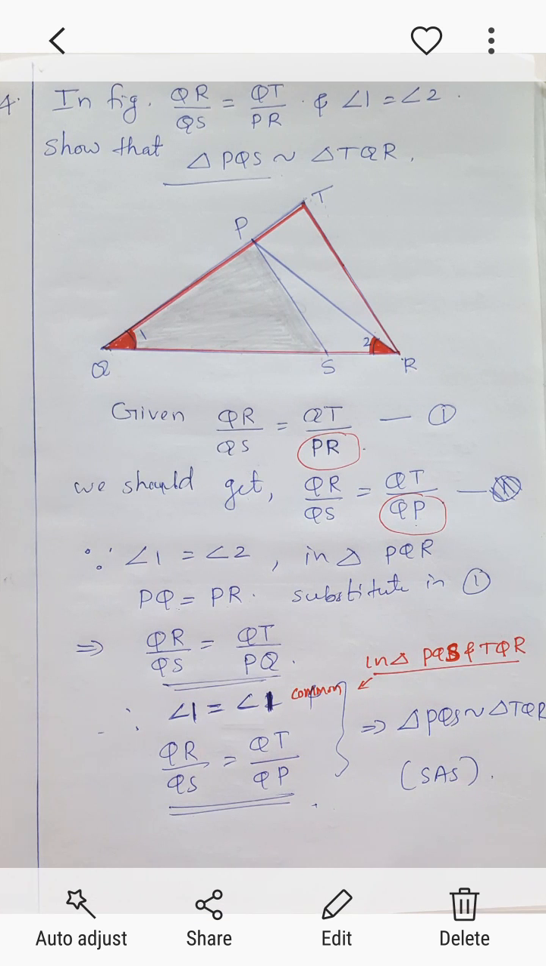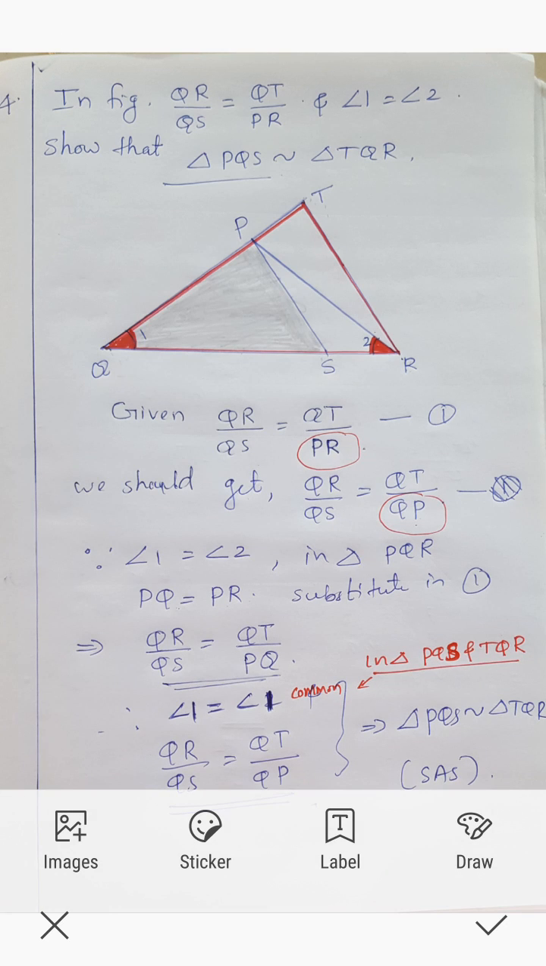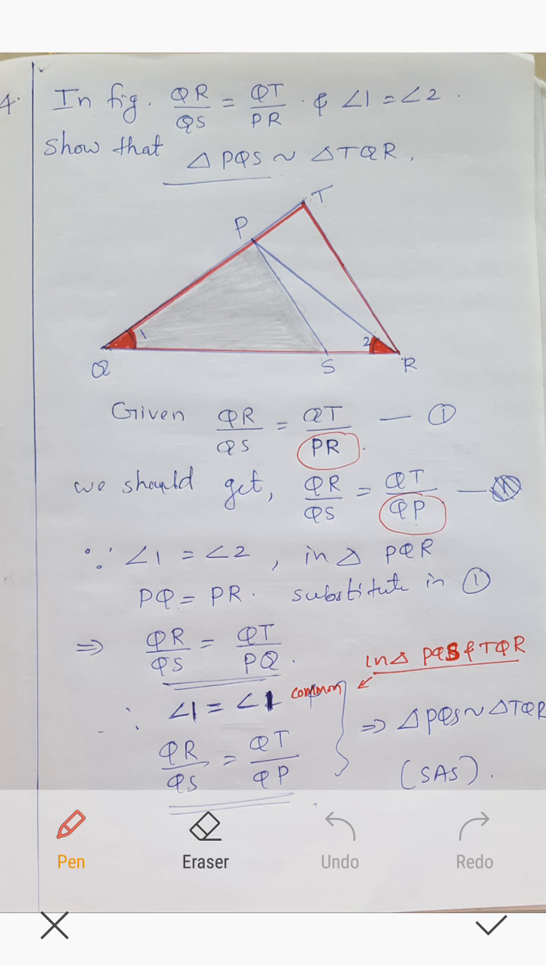Next problem. In the figure, QR by QS equals QT by PR, and angle 1 equals angle 2. Show that triangle PQS is similar to triangle TQR. PQS I have shaded here, and TQR I have drawn with the red color.